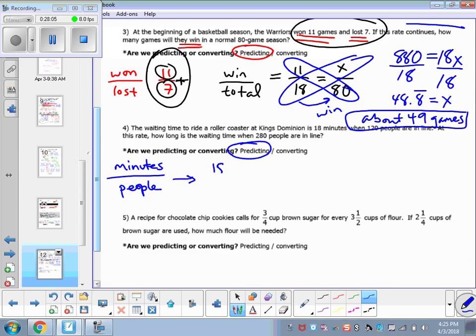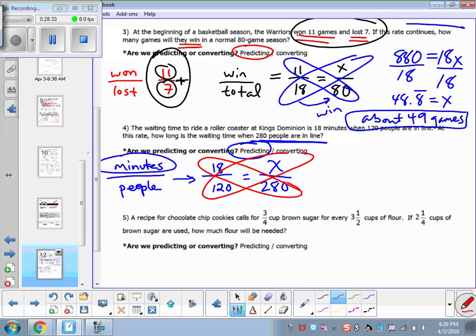We know that 18 minutes is how long the wait will be when there are 120 people in line. At this rate, we want to know how much time it's going to take, minutes in the numerator, when there are 280 people down here. All right? So it's up to you. Again, scale factor or cross multiply. But at this point, I'm going to just cross multiply to save some time. And we'll cross multiply for the rest of them. Please do the math with me.